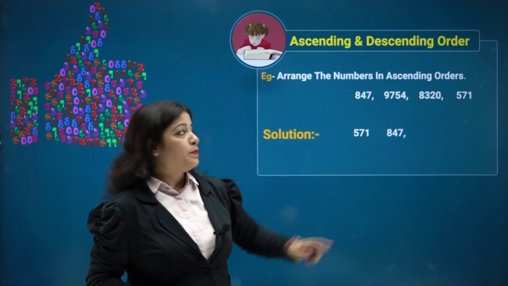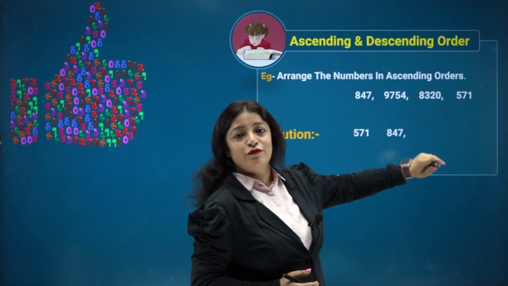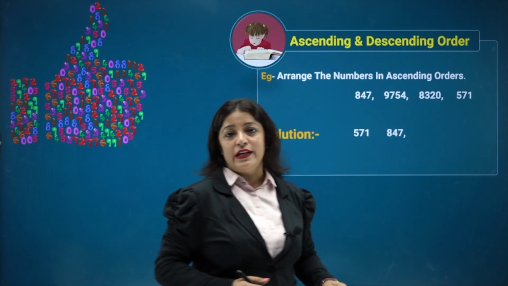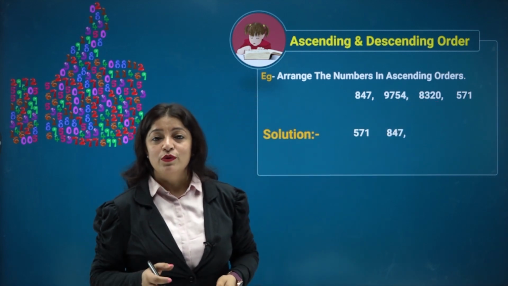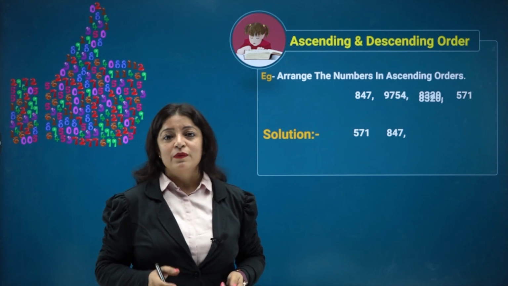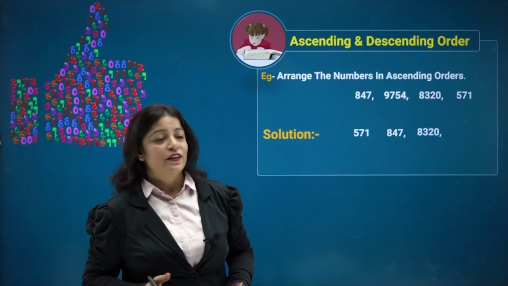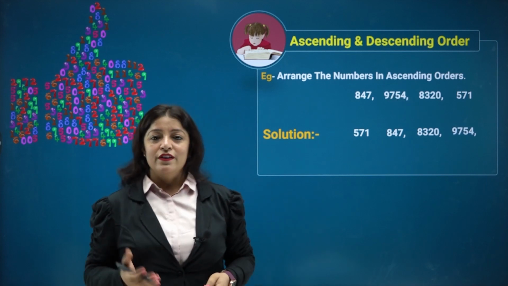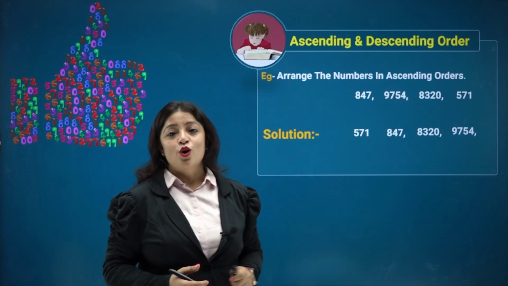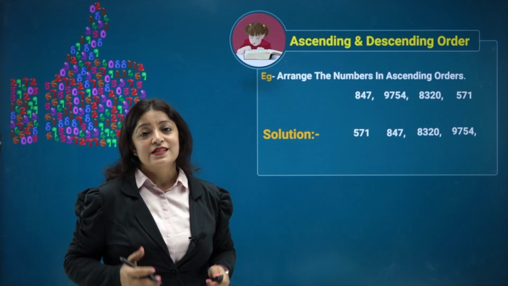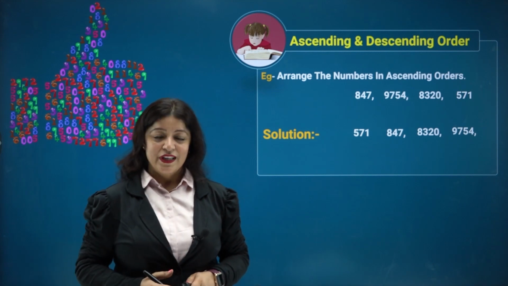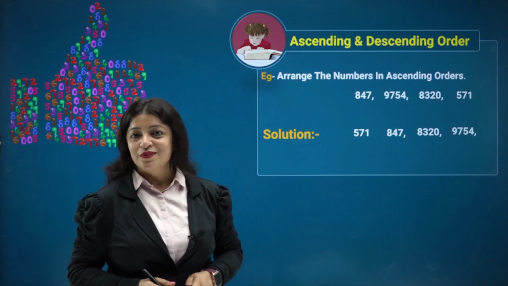Now the remaining two numbers, 9754 and 8320. On comparing these two, we find the number with 8000 will be smaller. So that number will be written first, and then we will finally write the number 9754. And this is your sequence in ascending order. Isn't it very simple now?